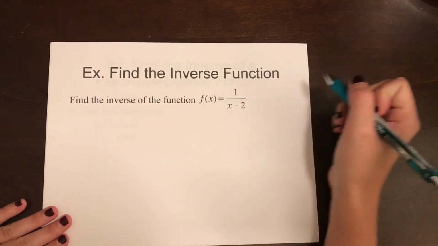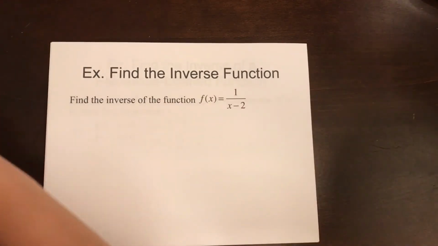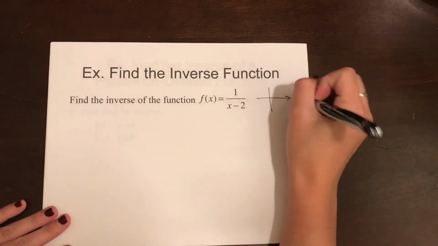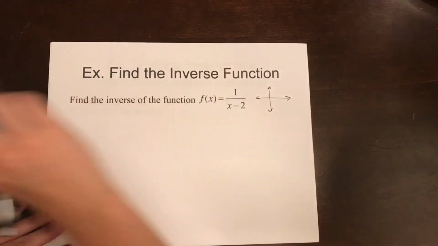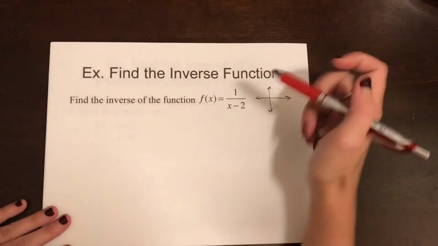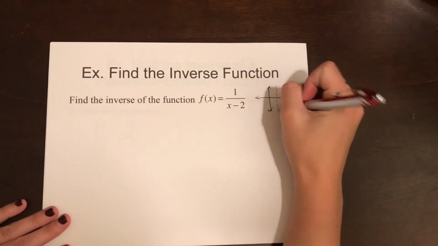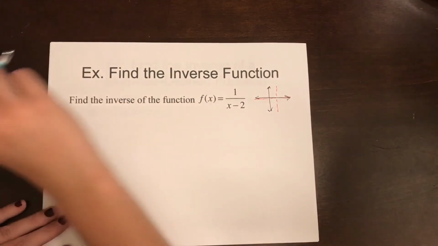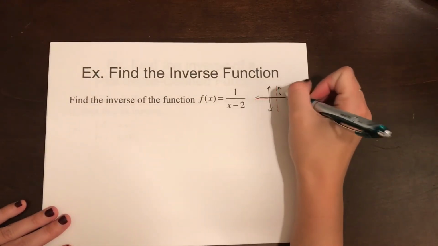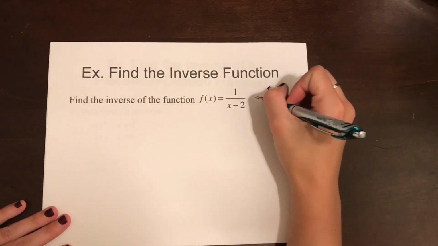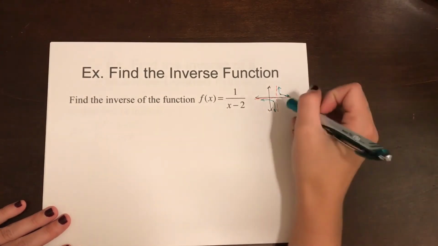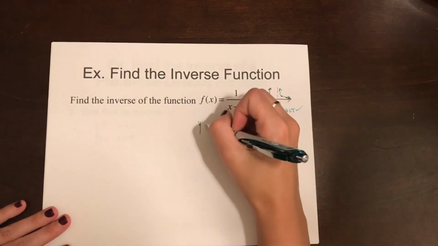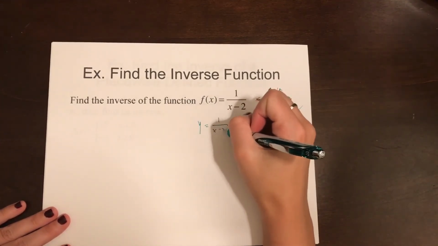Okay, next function, 1 over x minus 2. So that's 1 over x shifted right 2. There is a vertical, a horizontal asymptote, and okay, so there's a rough sketch of that graph. Passes the horizontal line test, one-to-one. So y equals 1 over x minus 2.